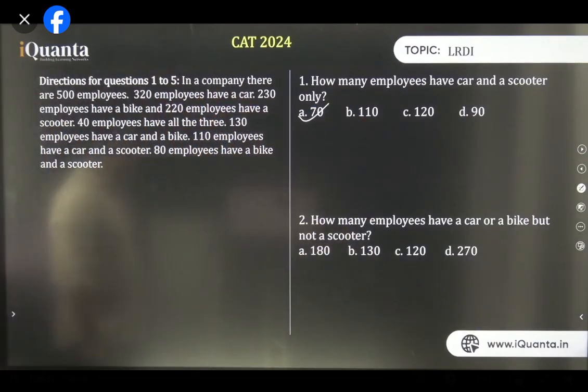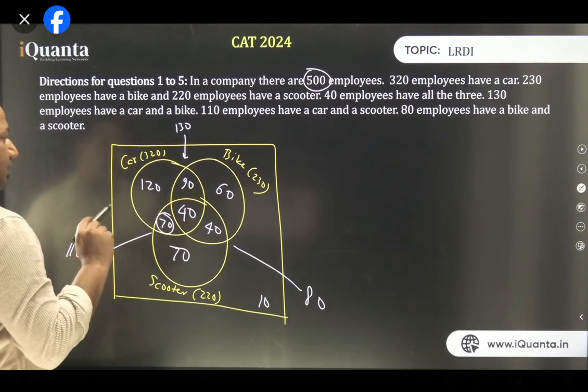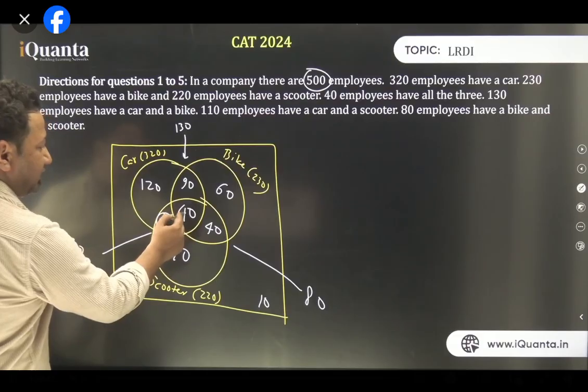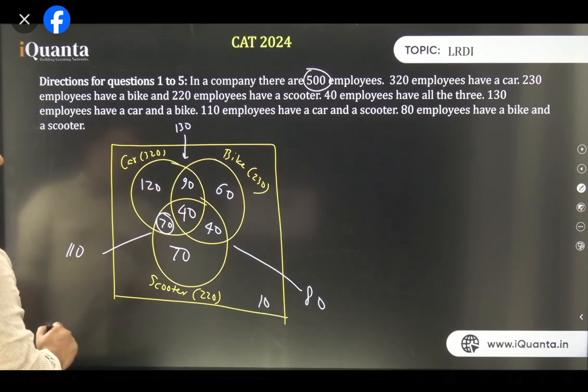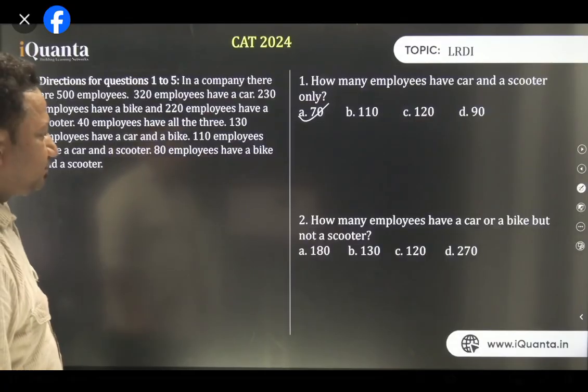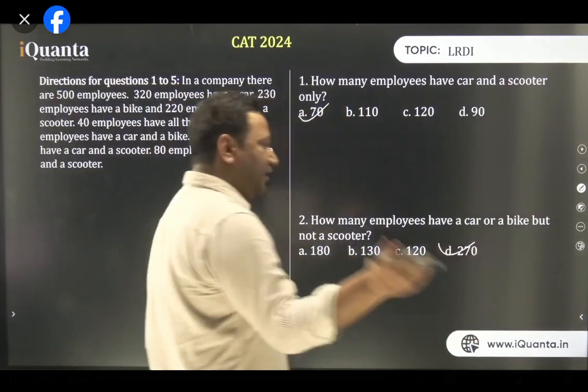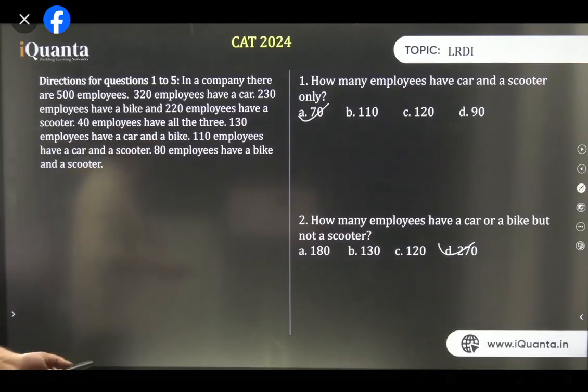How many employees have a car or a bike but not a scooter? A car or a bike, but ये सब but not a scooter. So 70 plus 40. These 40 will be having. क्या था question? Not a scooter. Okay. Car or a bike but not a scooter. Answer is 90. Plus 120 plus 60. So overall we have 270 as the answer. Clear? They have a car or a bike or both car and bike but not a scooter. So answer is 270.